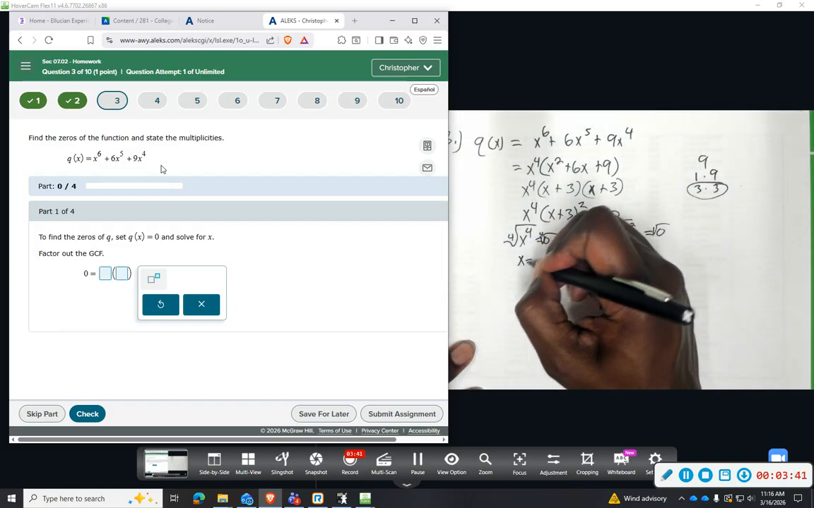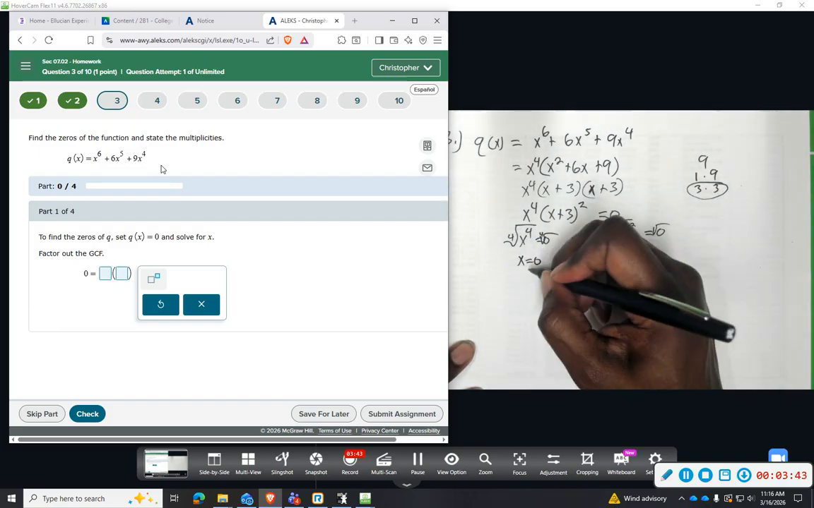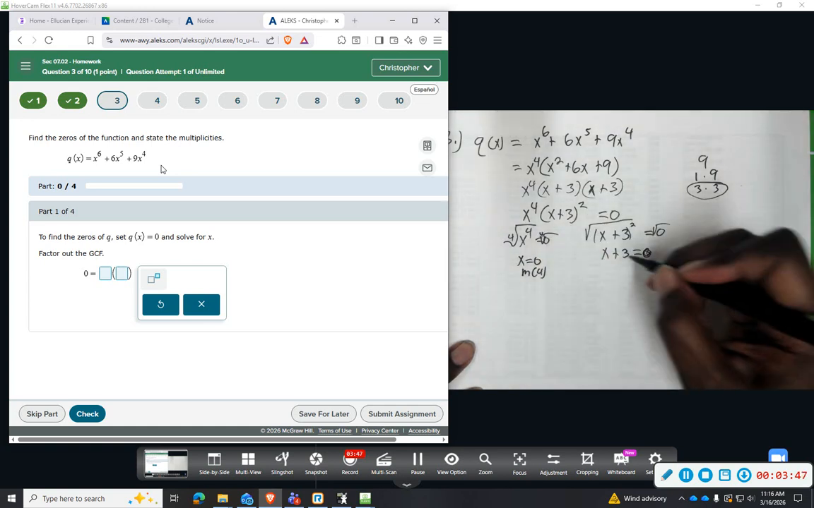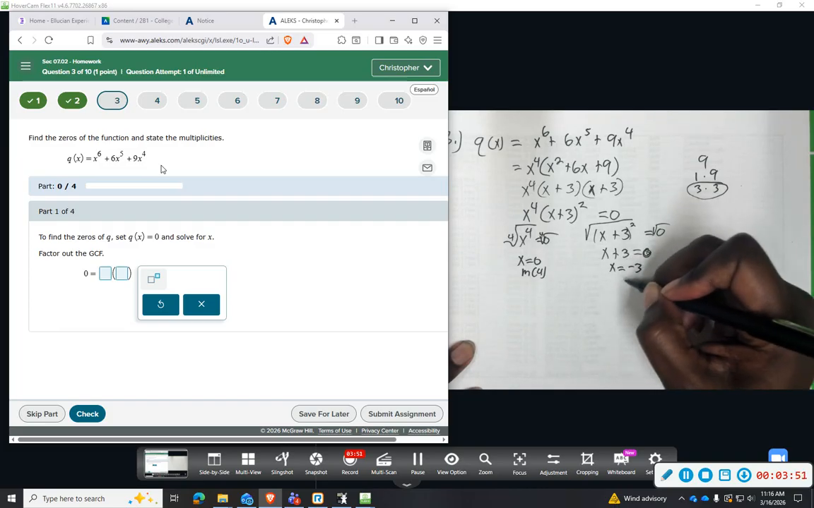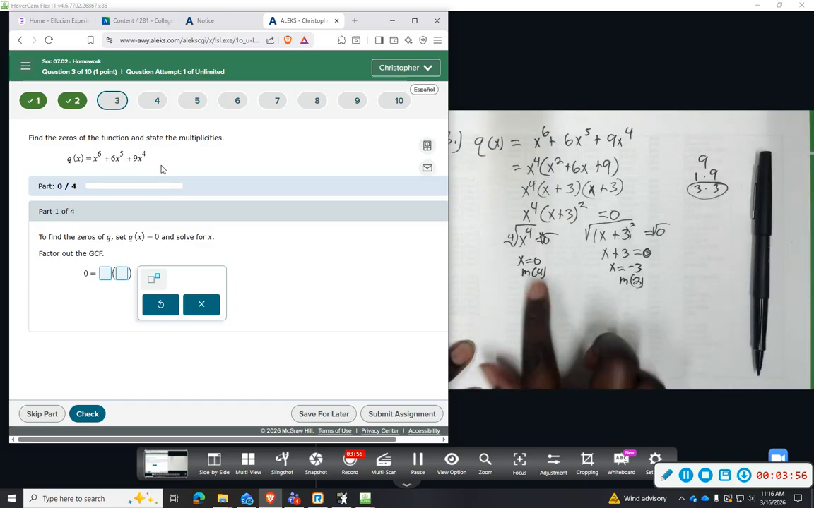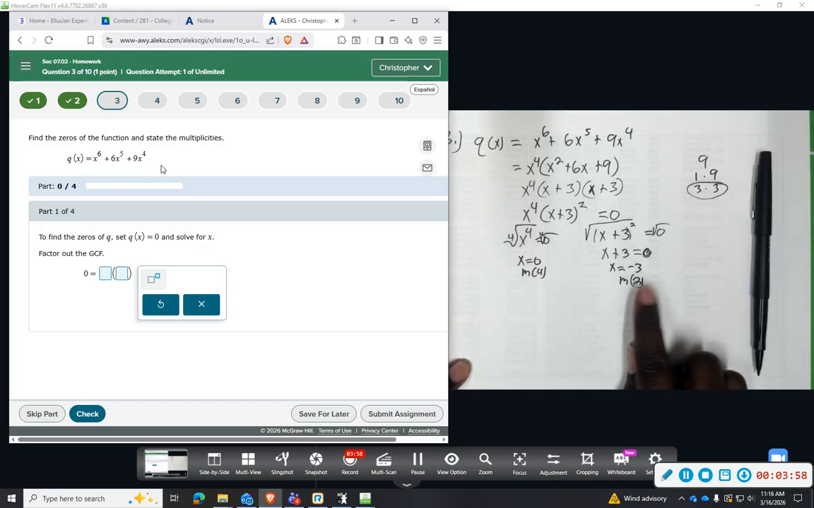so we just get x equals 0, and that's I'm going to say m4, multiplicity 4 because of that power, and then when we solve we get x equals -3, and I'm going to say m2 for multiplicity 2, so that's a 4 multiplicity and a 2 multiplicity 0.